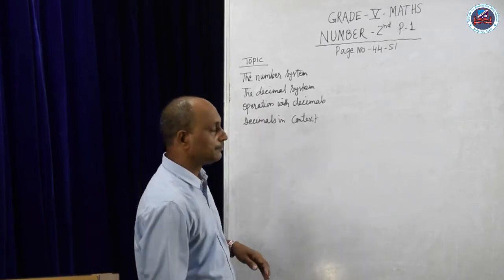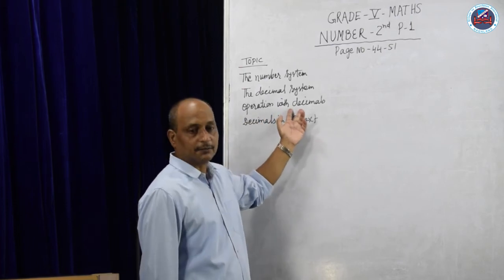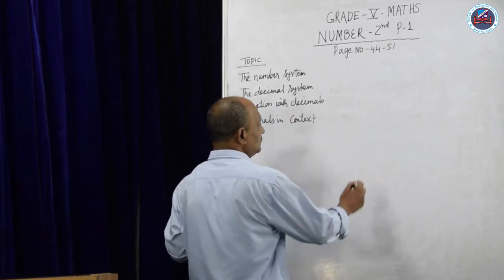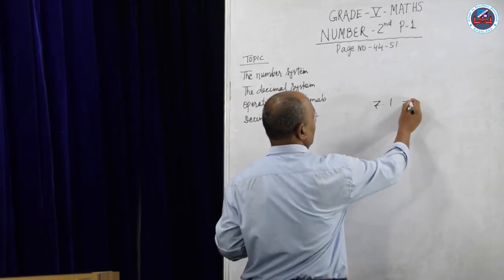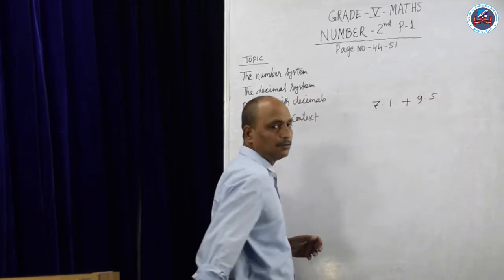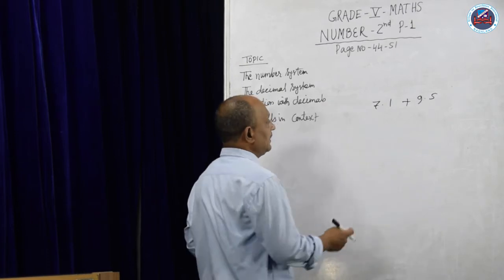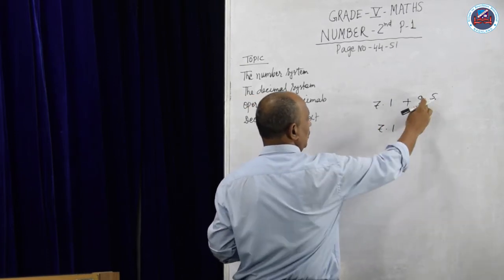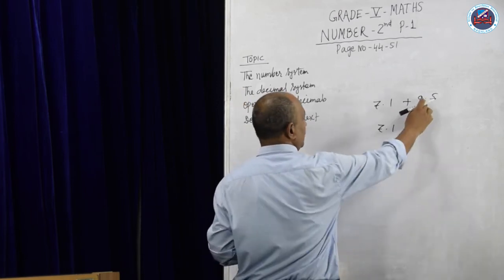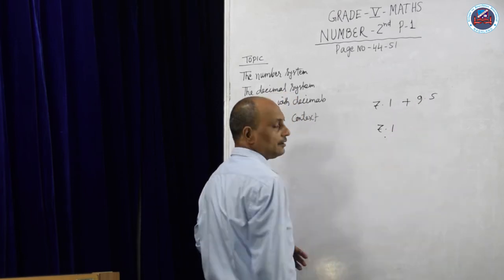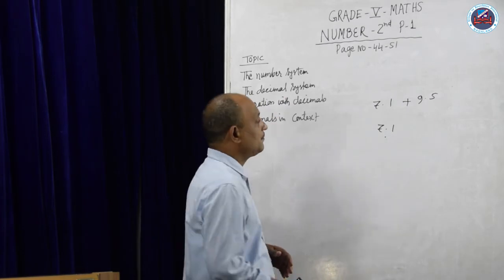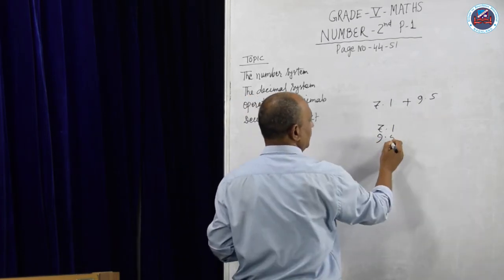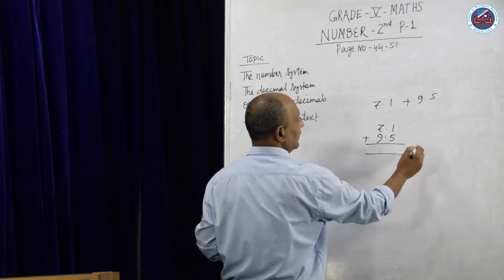Now let us go for the next topic, operation with the decimal. Here we have to add and subtract. Simple thing. Let us take 7.1 plus 9.5. How are you going to arrange? We are going to arrange 7.1 and 9.5. Means this point. First you arrange the point. Point is here, put the point in the same row. Before this, 9, put it here. This side is 5, put it up here, put the sign and add up.